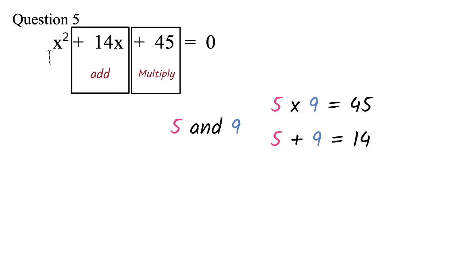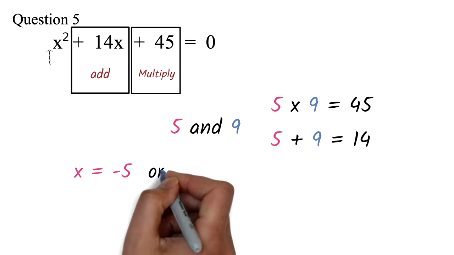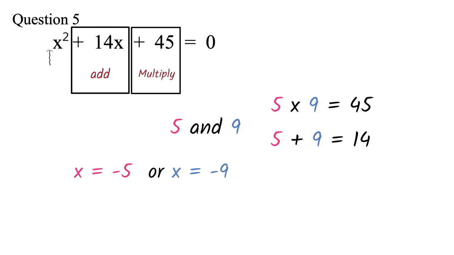For this kind of questions, the x values will just be opposite the values you got. So here, x equals negative 5 or x equals negative 9. Since you got positive 5 and positive 9, this is really a shortcut way. If you're interested in a detailed explanation, please let us know and we'll post a video on that. Let's take another example.